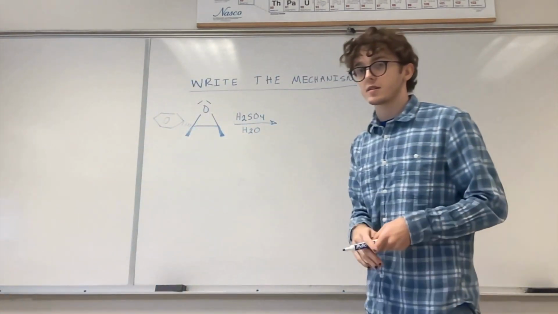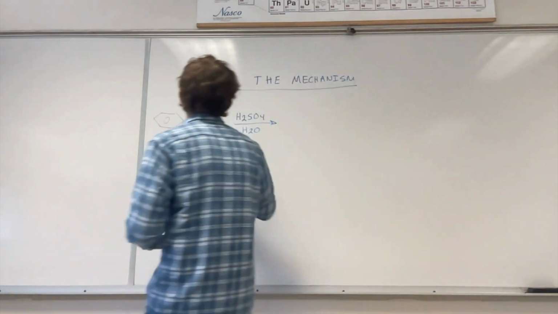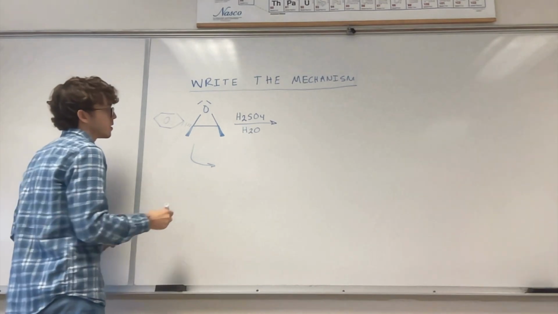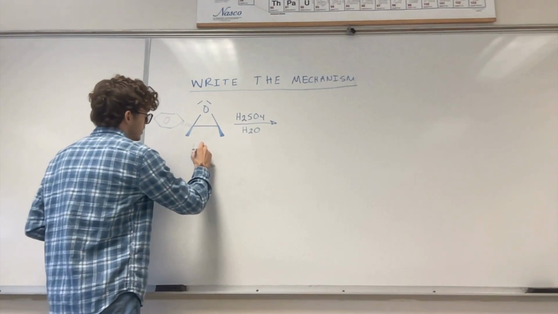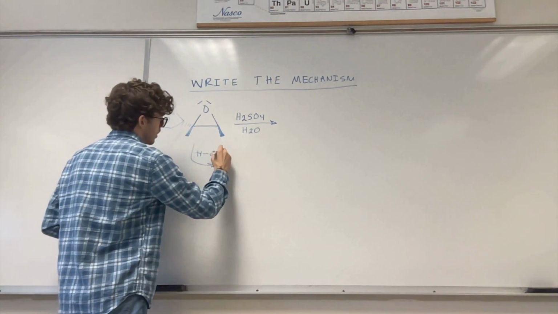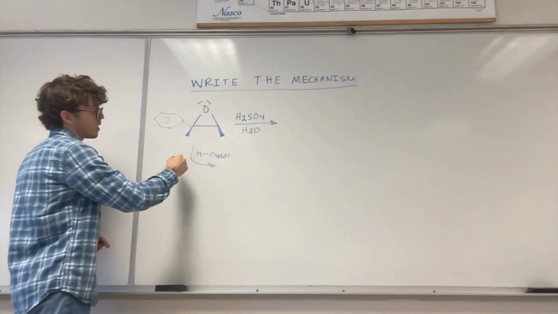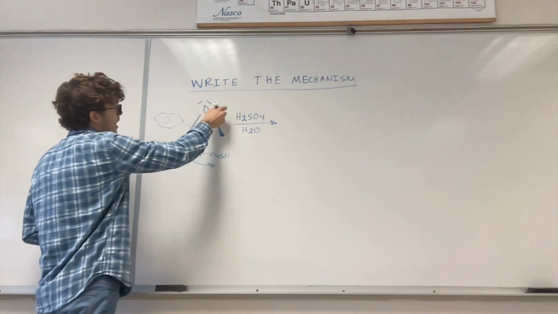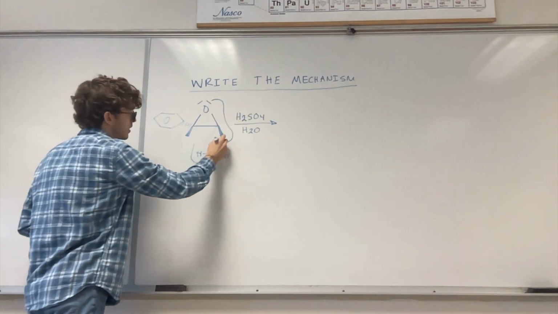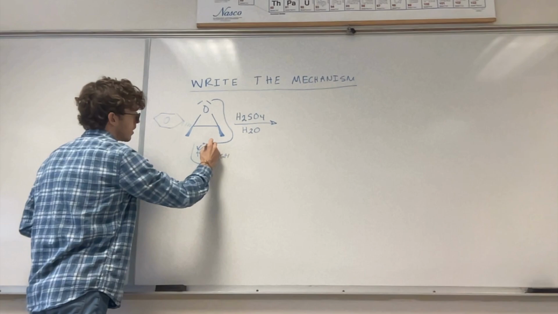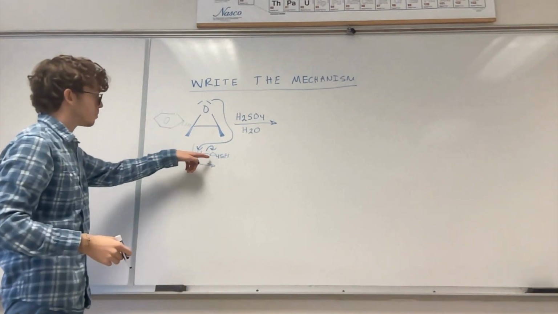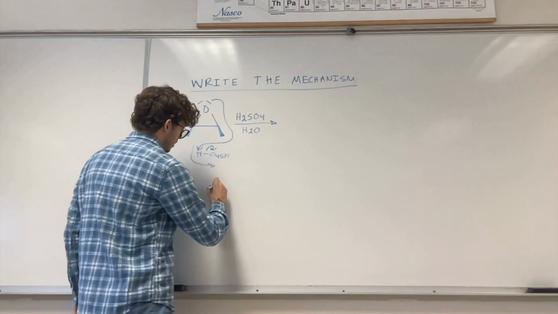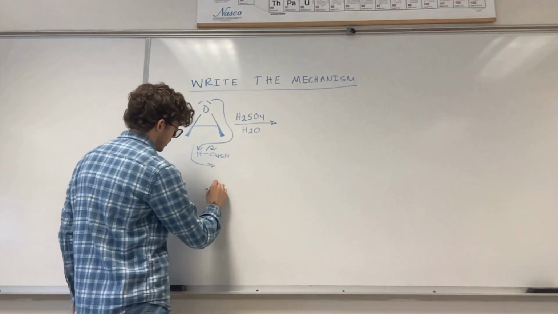Now for the mechanism. Well, we know it's going to attack the more substituted side, so let's start with an H2SO4 acid step. And notice that I'm just elaborating H2SO4 as H-O-SO2-O-H. We have a lone pair from oxygen that comes out, and it's going to deprotonate our acid and protonate our epoxide. So I will draw this as such.